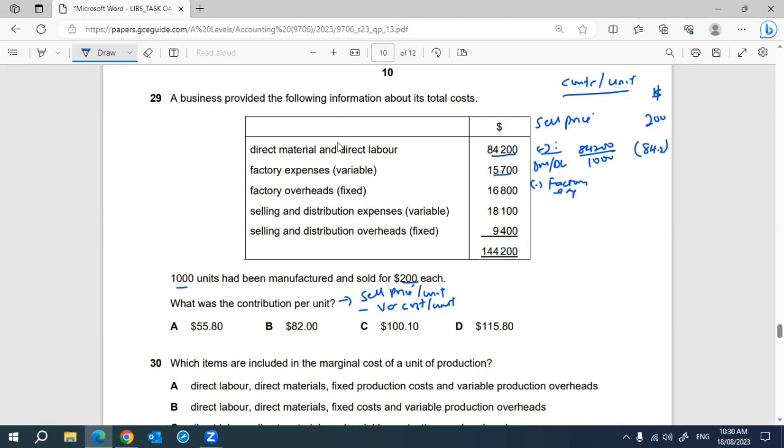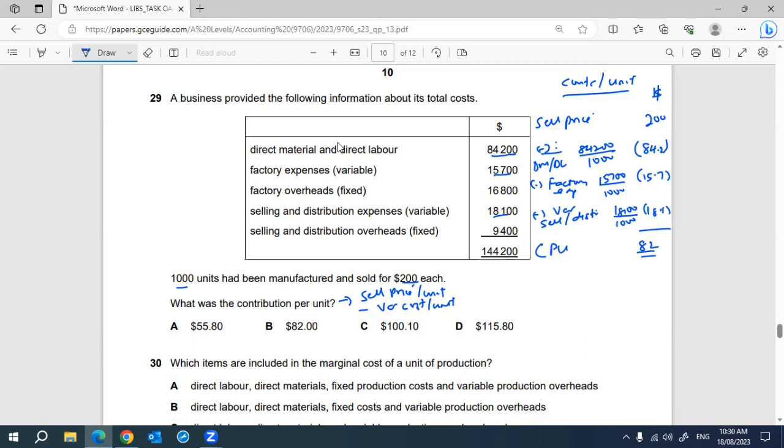Which would be 15,700 over 1,000. So that would be 15.7. Next would be variable selling and distribution expense. So that would be 18,100 over 1,000. So that's going to be 18.1. So therefore, the correct contribution per unit would be 82.